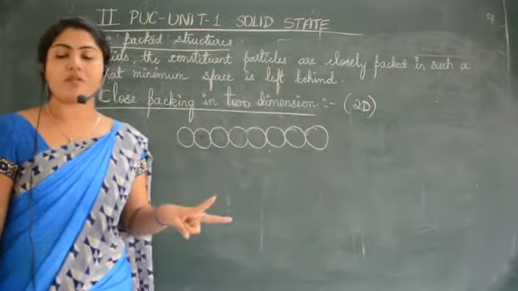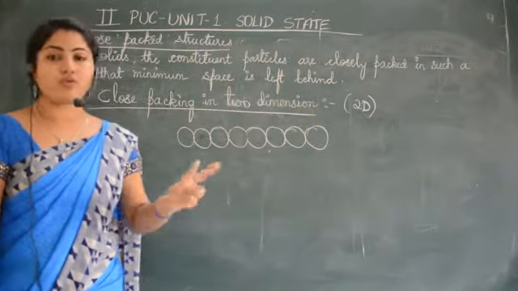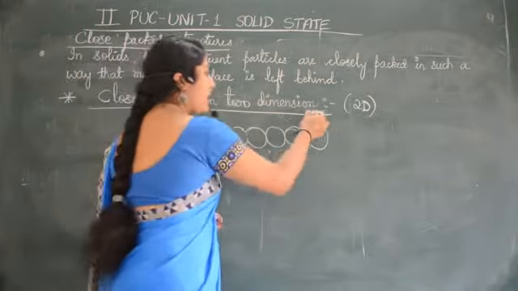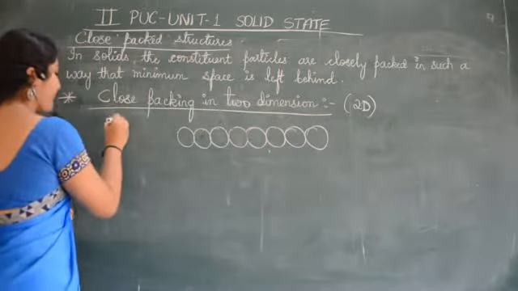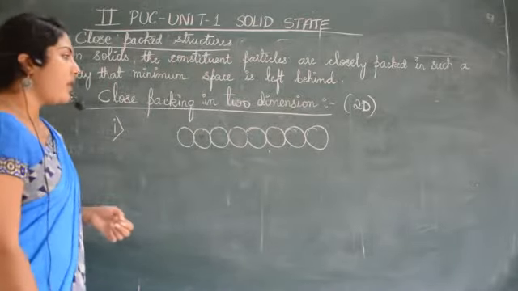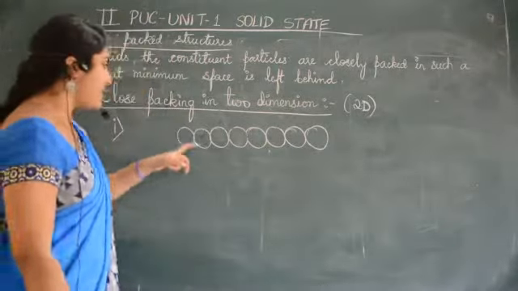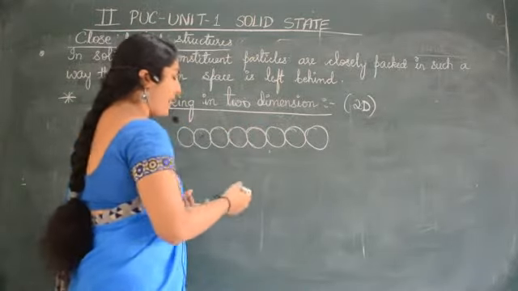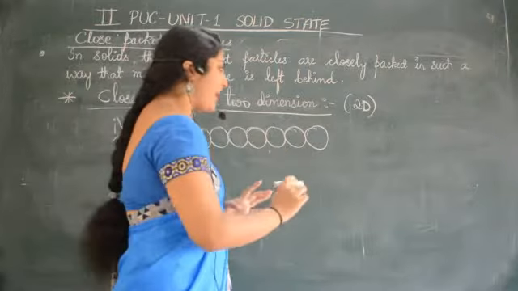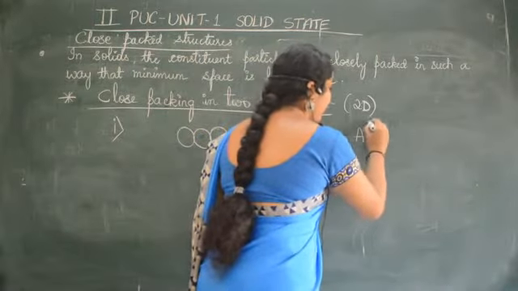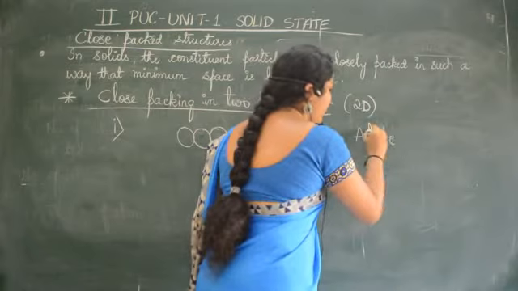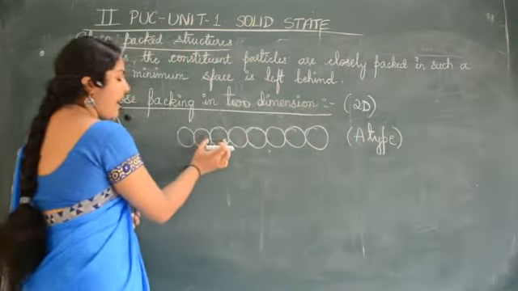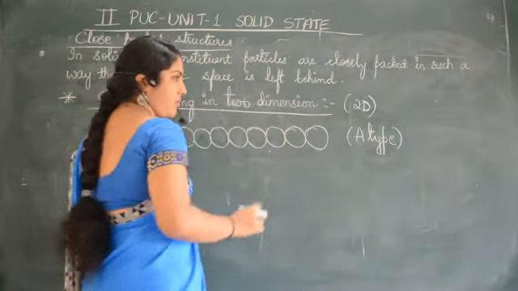See, two-dimensional close packing can be done in two ways. Okay, let us see how many ways. This is the first way I'm explaining. One way is that this is one row, isn't it? This is one row or one type of arrangement. Let us call this arrangement as A type arrangement. A type arrangement means the atoms closely packed this way.